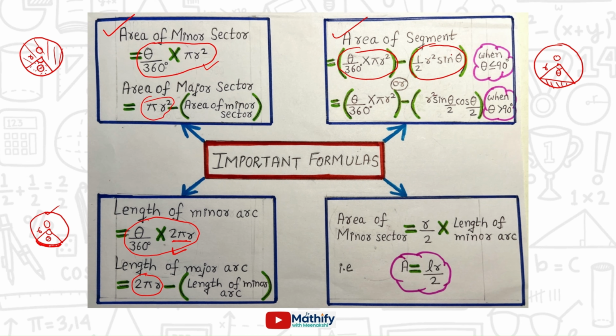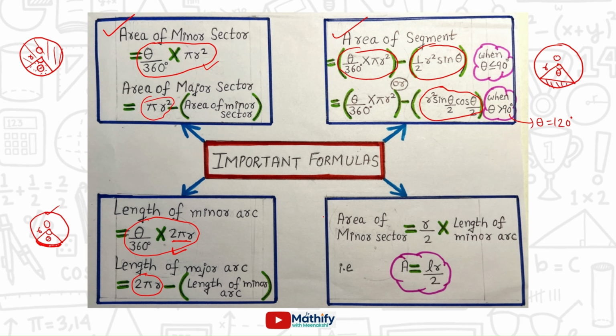But this holds only if theta is 90 degree or less than 90 degree. But if your theta is more than 90 degree, especially if it's 120, because in your syllabus 120 is there, then you have to use this formula, that's r square sine theta by 2 cos theta by 2 instead of half r square sine theta, because you don't know the values of sine more than 90 degree.